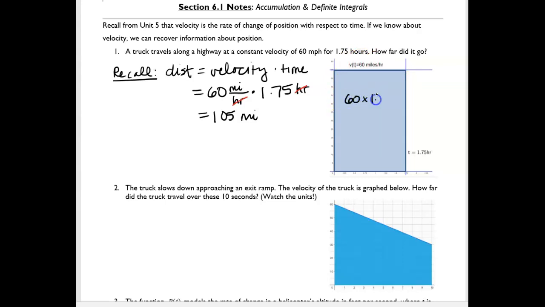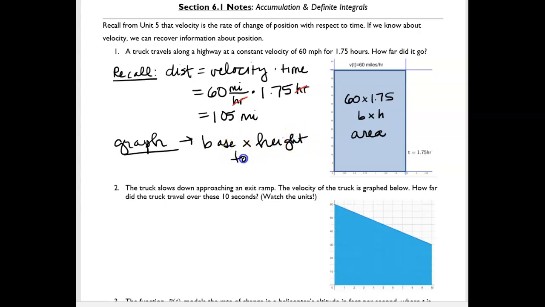So 60 times the 1.75 is my base times my height. That gives me the area of this rectangle. And so notice graphically, I could multiply the base times the height to get my change in position. Because when I talk about how far I went, I'm actually talking about my change in position. So with a velocity graph, if I find the area underneath that graph, I can find how far I've traveled.